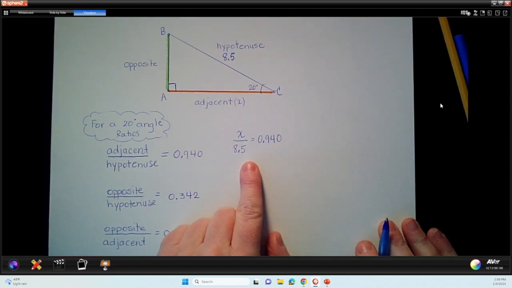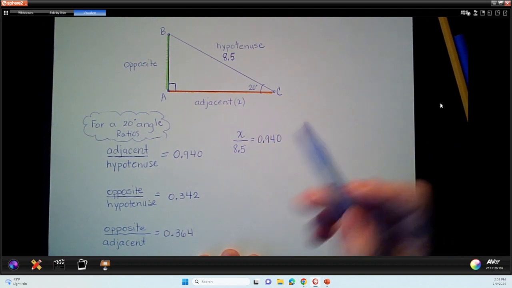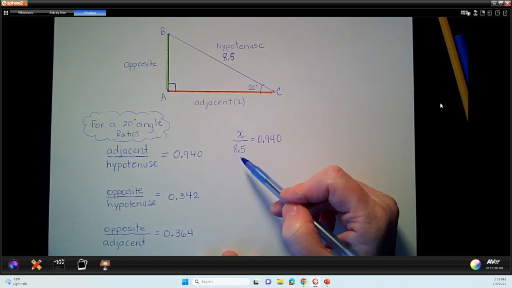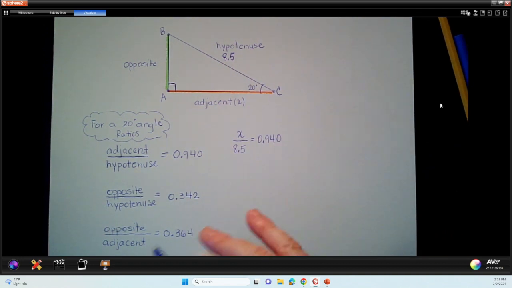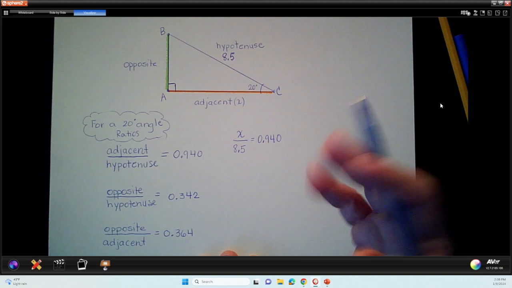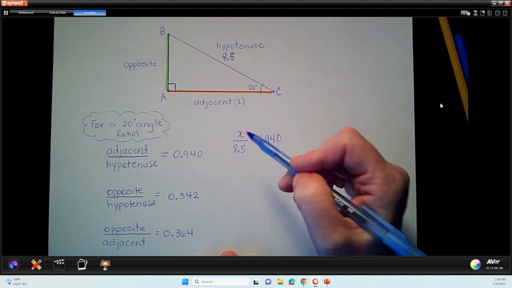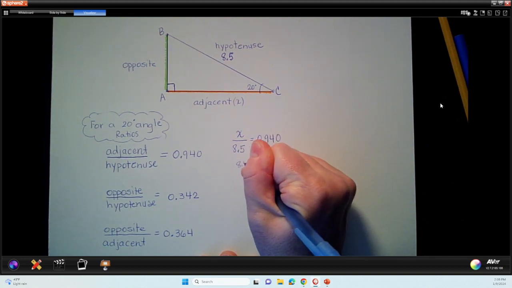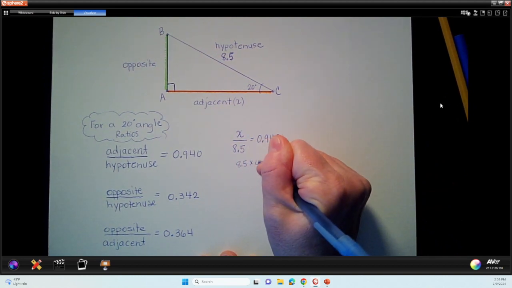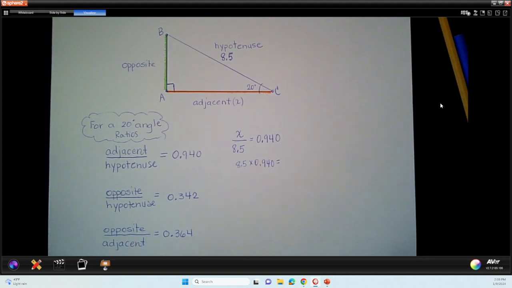Okay, now I can just do my math. This is an equation. I'm going to think of this as something divided by 8.5 will give me 940 thousandths, or 94 hundredths. Okay, so I can use my inverse operation here. Instead of divide, I can just multiply 8.5 times 0.94. I'm just using the inverse operation, and I'm going to get an answer.